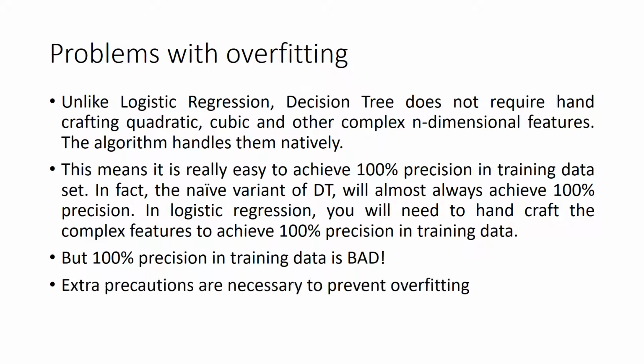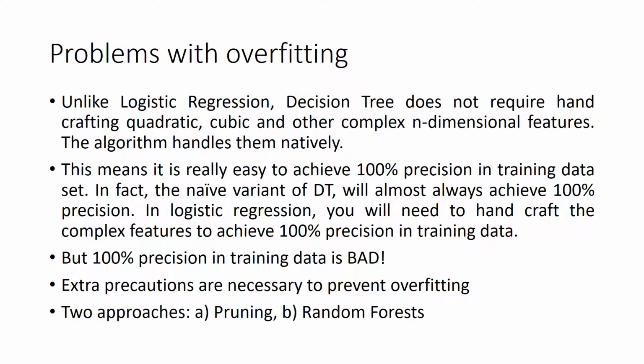Okay. So now there are two ways we can prevent, or rather minimize, overfitting, and one of them is pruning and the other one is random forest. I'm only going to discuss them very briefly because this one was only about decision trees, so I'm going to very quickly talk about pruning and random forest, and then we'll be done.